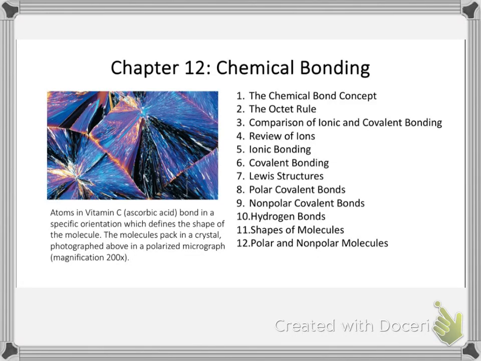In this video, we are going to start Chapter 12 by talking about the first three concepts in the chapter. We'll talk about what chemical bonding is, the octet rule, which is used to predict bonding, especially in introductory chemistry, and then the comparison of ionic and covalent bonding. So let's get started.